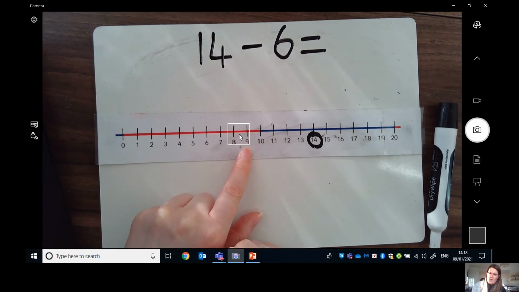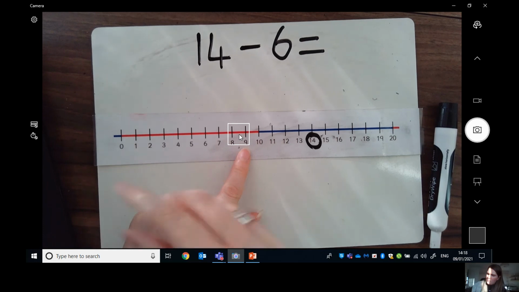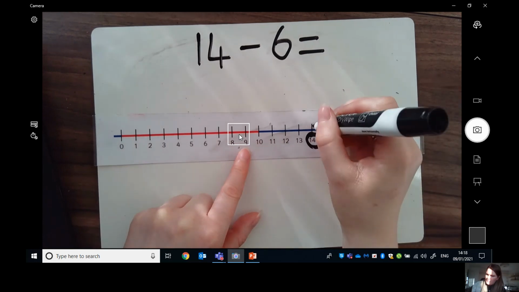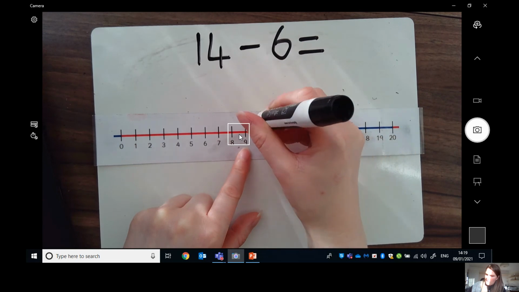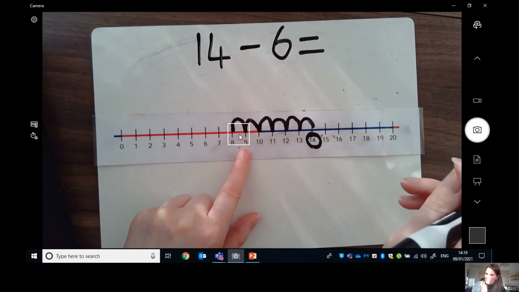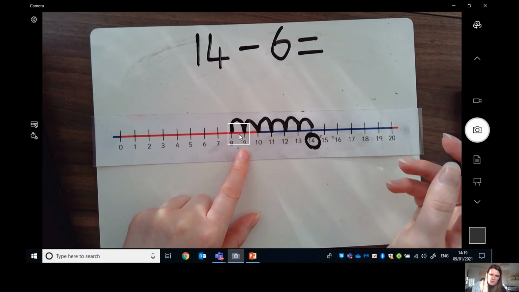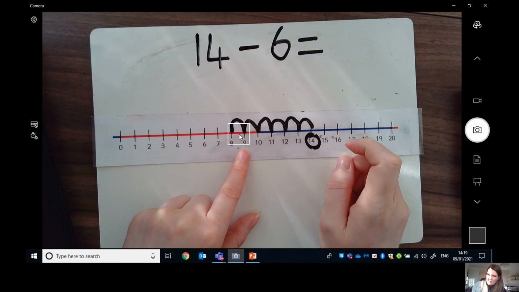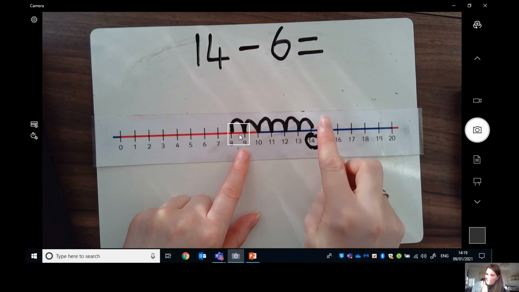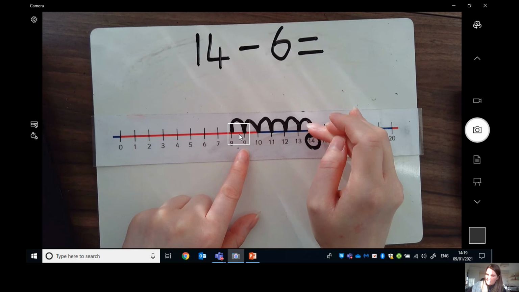That doesn't seem right to me. What did I do? Let me draw them out. 1, 2, 3, 4, 5, 6. Oh, I know what I did wrong. I counted on the number 14. That's where I went wrong. I did 1 and then I counted. Make sure you don't do that, okay? So let's count them together.